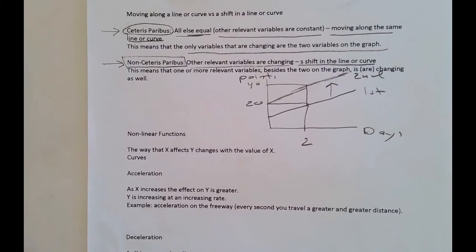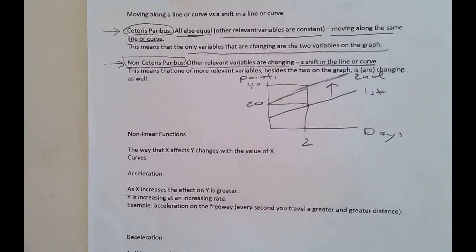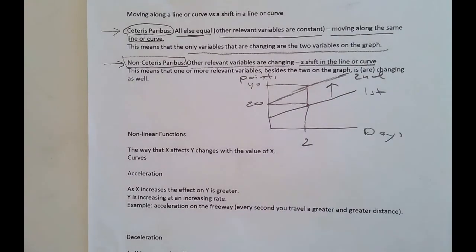Hi, we're back. We just talked about the difference between a change in a line or curve, where it actually shifts its position, versus a change along a line or curve. It's sort of like driving along, say, the 210 freeway would be staying along the same line, versus shifting the 210 freeway 5 miles north or south, and that'd be a change in the line.